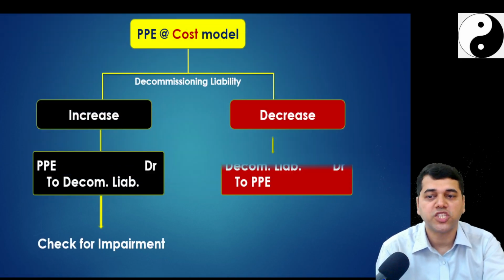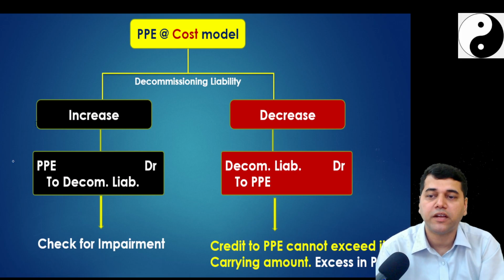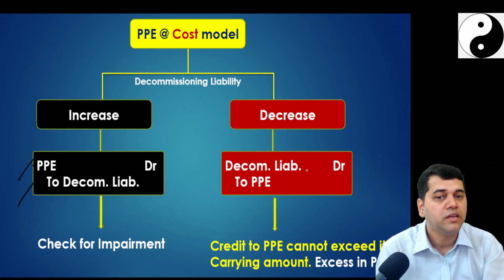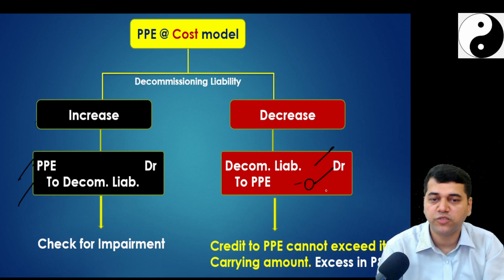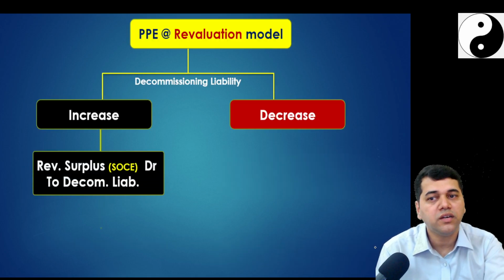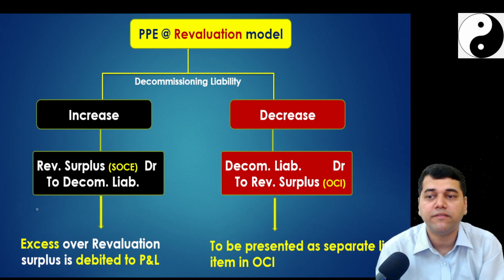So, if it is a cost model, life is very simple. PPE account debit to decommissioning liability. If it falls, decommissioning to PPE, up to this becomes 0. Then it will go to P&L account. We discussed it. Now, here we always take to the revaluation surplus, not to the PPE.